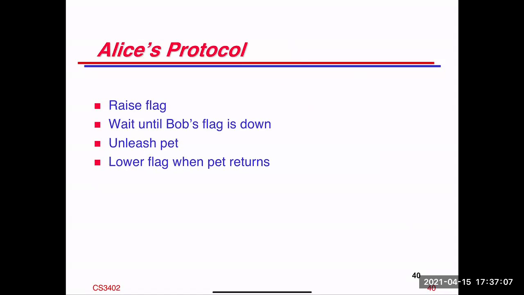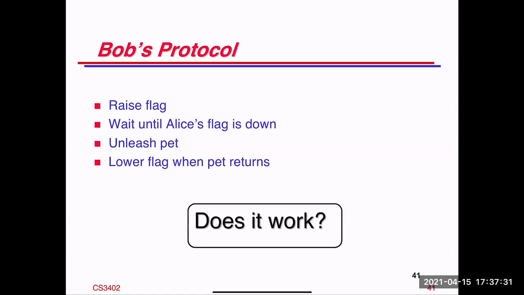All right, so here we have Alice's protocol. We're raising the flag, we're waiting until Bob's flag is down, then we unleash the pet into the pond, and then we lower the flag when the pet returns. So it's a very simple protocol, and of course Bob's protocol is exactly symmetric. So I'm just replacing Alice here with Bob in the code. So now the question is, does this work? Are the pets gonna end up in the pond at the same time?